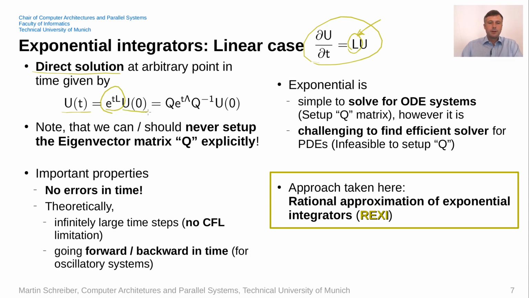And mathematically we can write that as a decomposition into the eigenvector matrix and the inverse of the eigenvector matrix, and this one here would be the exponential of t times Λ, where capital Lambda is the matrix with the eigenvalues on the diagonal.